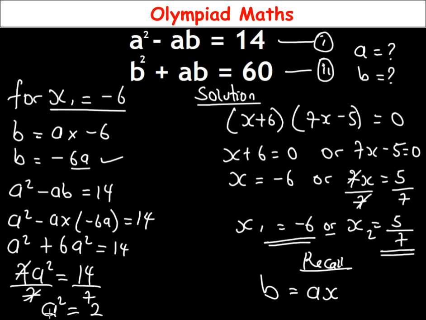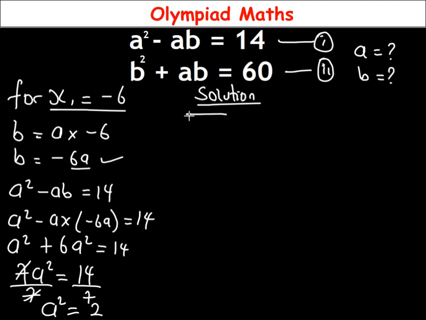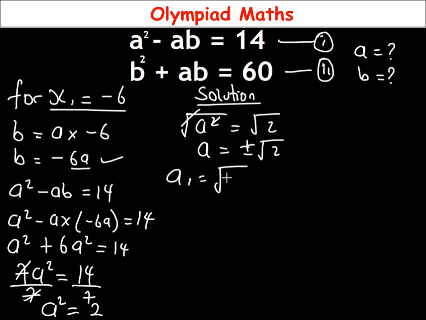Okay, but the goal is to solve for a, not a squared. So square root both sides to remove the square. Okay, good. Now we will square root both sides. So a squared is equal to square root of 2. Now the square will cancel the square root. You are left with a is then equal to plus or minus square root of 2, such that we then have two solutions or values of a. So a1 is equal to plus root 2 and a2 is equal to minus root 2.